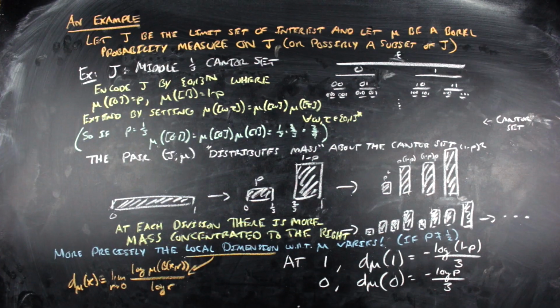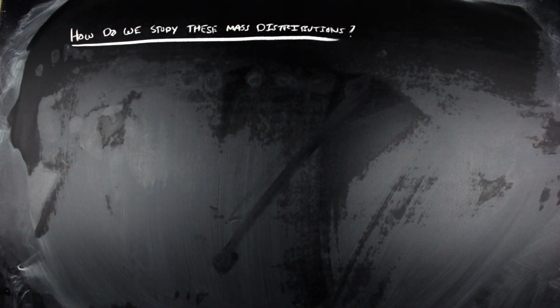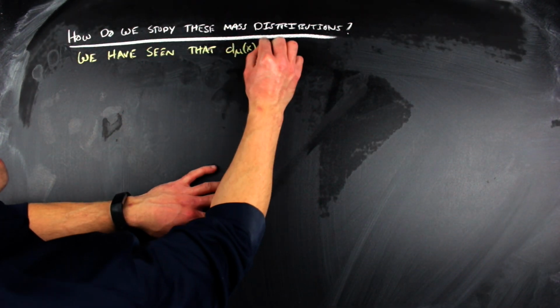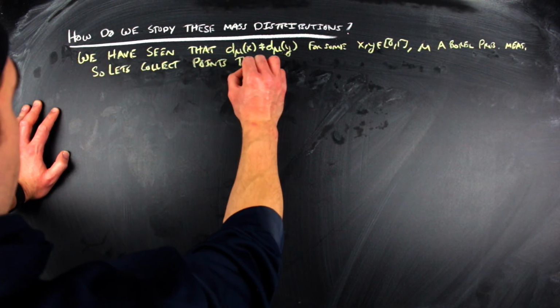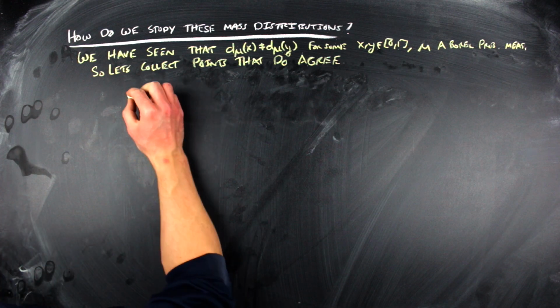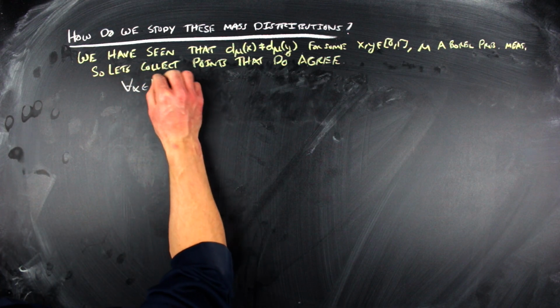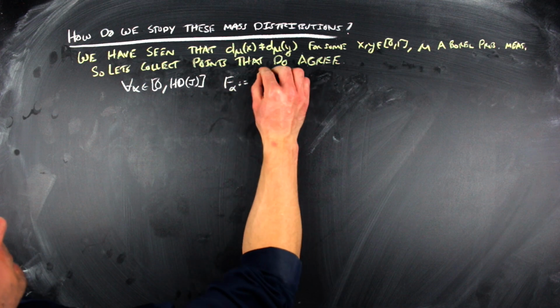Anyway, continuing. What we already know is that different points can have different local dimensions with respect to this measure. And what we can do is say, okay, I'm just going to collect together all of the points that have the same local dimension and call that a piece of the set.